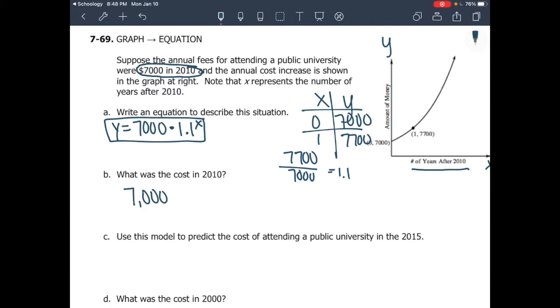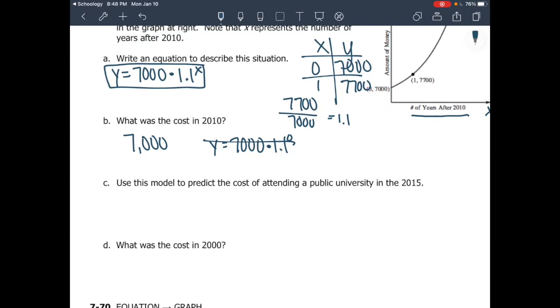So year 0, technically we could go in and put y equals 7,000 times 1.1 to the 0 power. That's a 0, sorry, to the 0 power, but we don't need to do that because there's already a sentence there that tells us the answer. Now on part C, it says, use this model to predict the cost of attending a public university in 2015.